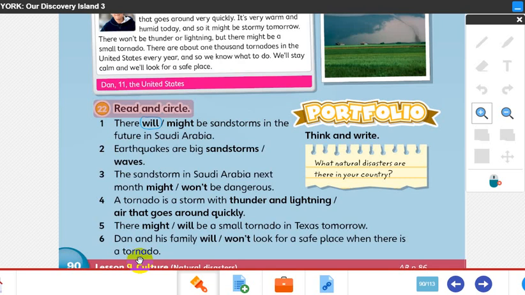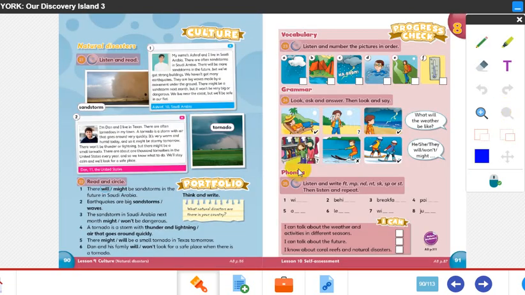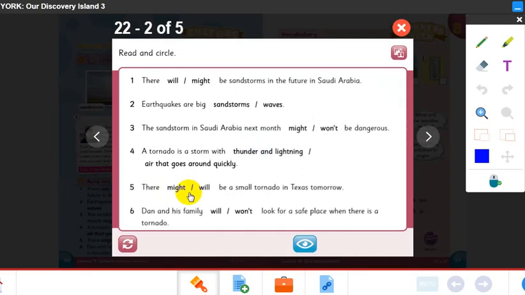And the answer, of course, is crystal clear for all of you. Yeah, that's right. Will look for a safe place. If there's some kind of danger, all you have to do is to find a safe place and to stay in this safe place. So let me show you the answer for the questions.